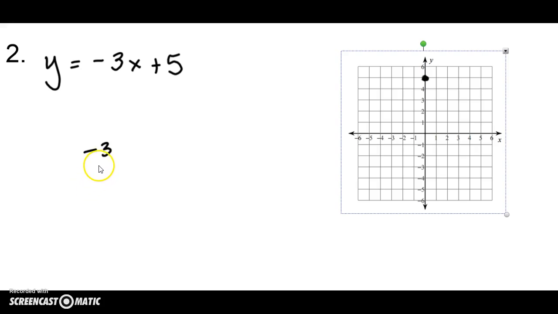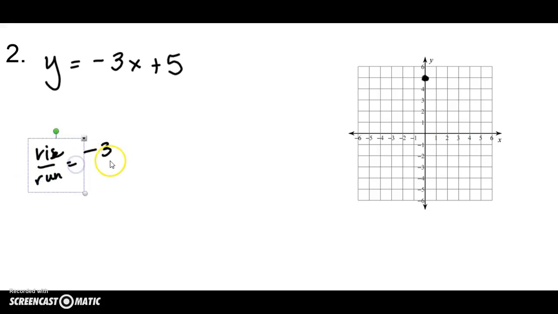Just like on the previous problems, since I know my slope is rise over run, I'm going to go ahead and have my negative 3 be written as negative 3 divided by 1. So this is different than the other ones because my rise is now a negative 3. So instead of going up 3, we're going to go down 3, 1, 2, 3, but we're still going to go to the right a positive 1.